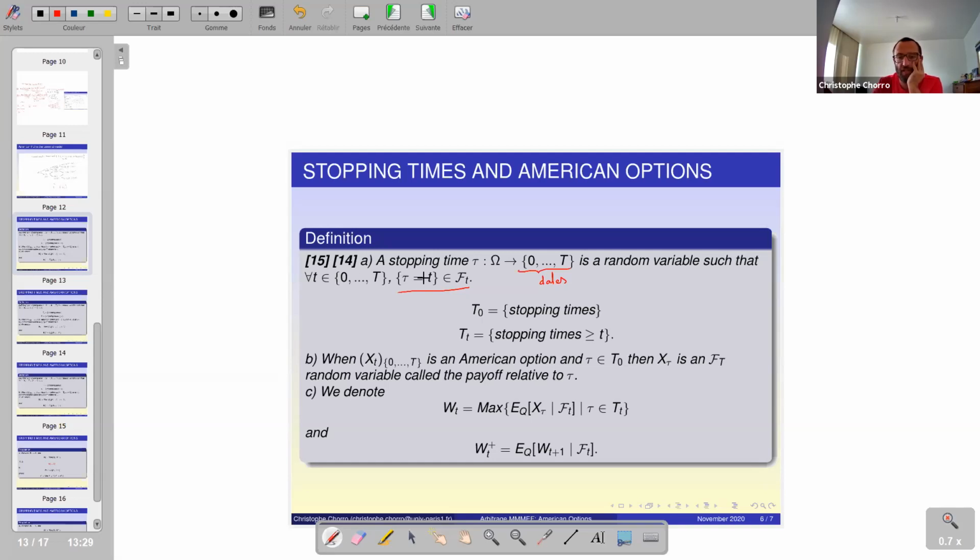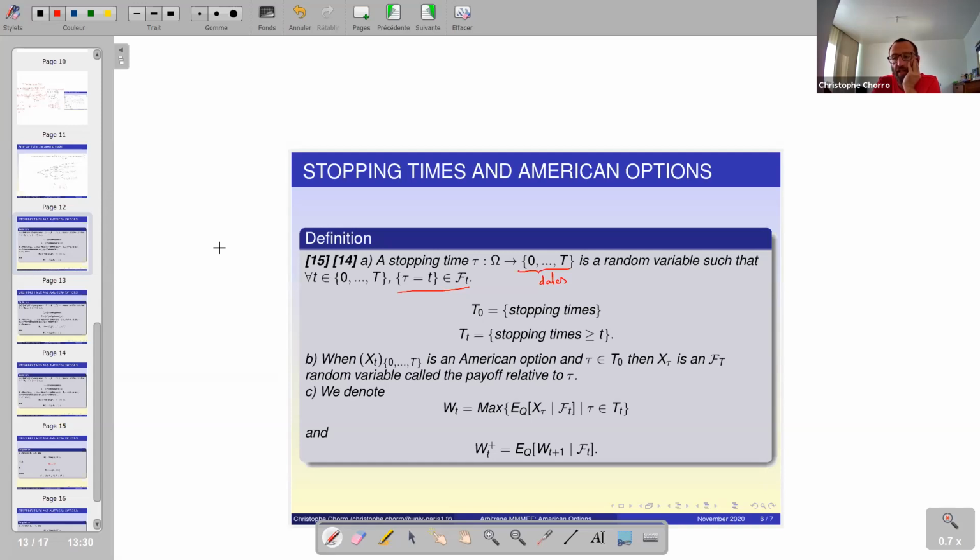This is the meaning of this property here. So it tells you that when you are at time t equal to 0, the way that you will exercise your option is not known. So you have a random variable, but a random variable that will take a particular value.